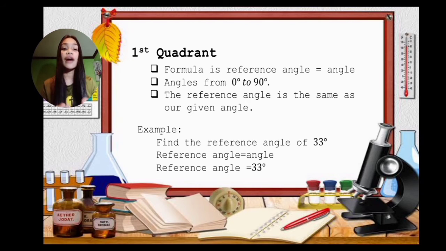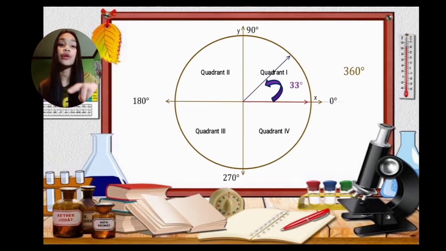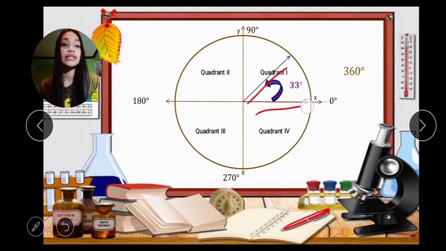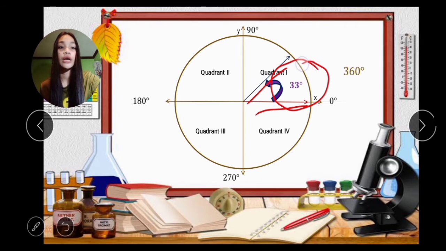So let's have an example. Find the reference angle of 33 degrees. Our formula is reference angle equals angle. So if our example angle is 33 degrees, then its reference angle is also 33 degrees, because in the first quadrant the reference angle is the same as the given angle. I will show you the Cartesian plane of the whole 360 degrees. This blue line is our terminal side, and this is our initial side. Since it is in the first quadrant, our angle can be seen in the first quadrant. This is our angle, 33 degrees.